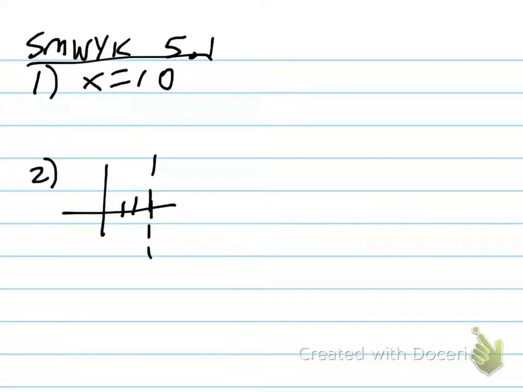Standard 5.1, we're asked for the domain, and the vertical asymptote is x equals 10. So it's all numbers smaller than 10 in union with all numbers bigger than 10.